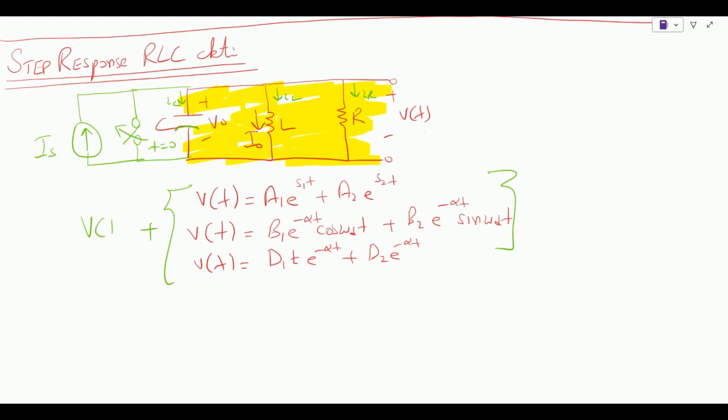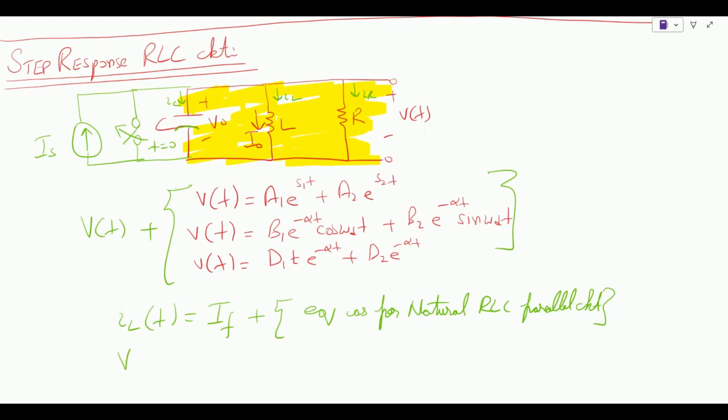So this will be the step response, which means that if you are talking about the step response and the equation is for the current, then it is going to be I f, which is the source current, plus the equations as per the natural response of the parallel RLC circuit.